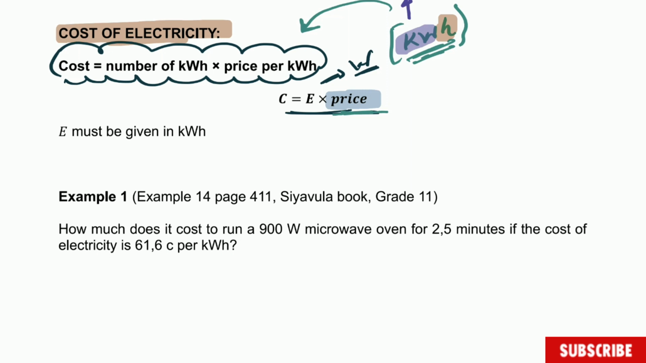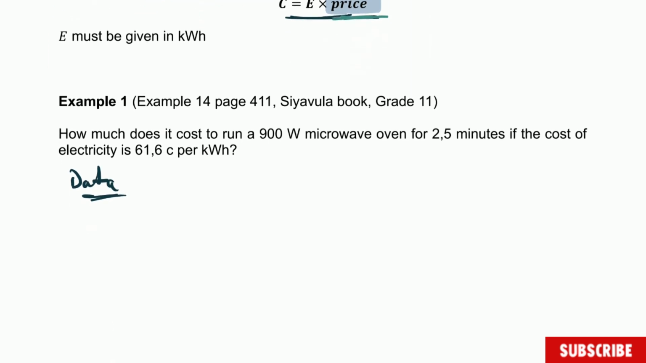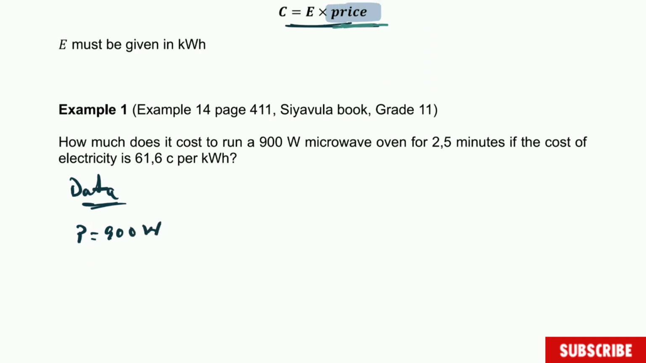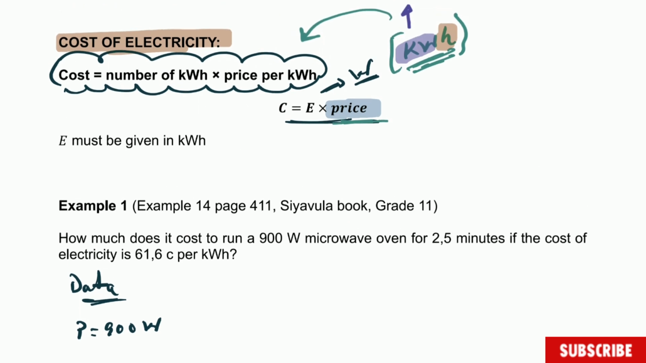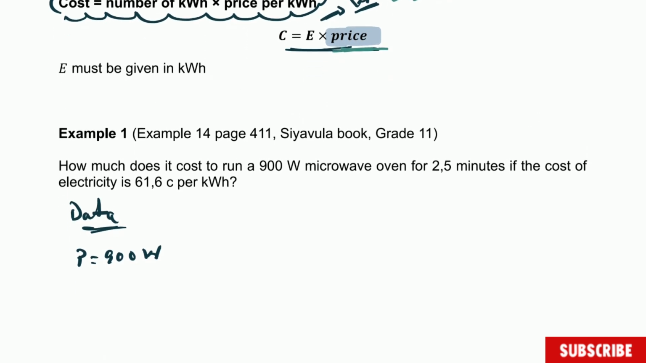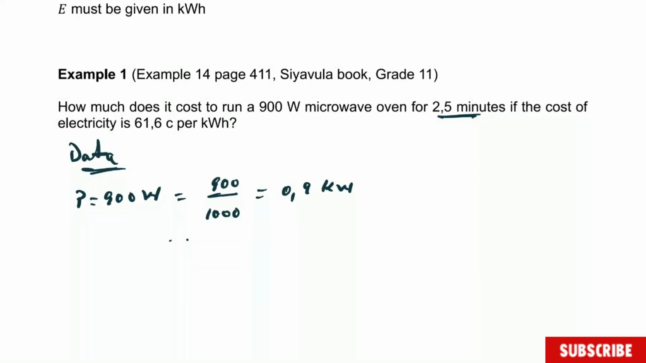So in this question, what do we have? Let's write here data. Remember, I like to write data. Let's see what we have. We know that the power is going to be equal to 900 watt, but we cannot work in watt when we calculate in cost. We have to work in kilowatt. So 900 watt is going to be equal to 900 divided by 1,000. When you convert it, in this case, it's going to be 0.9 kilowatt.